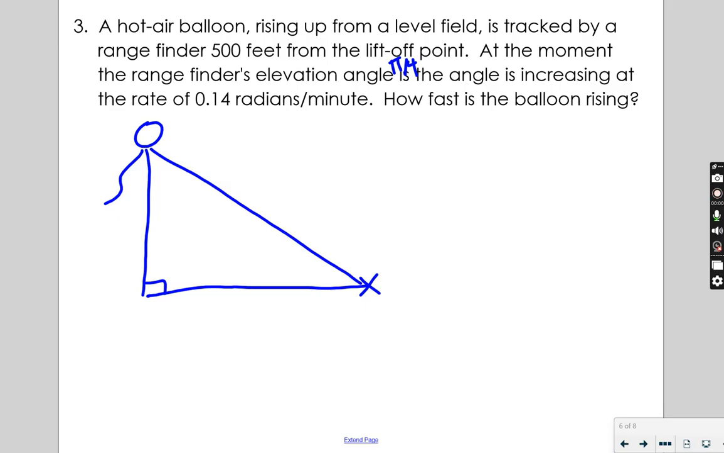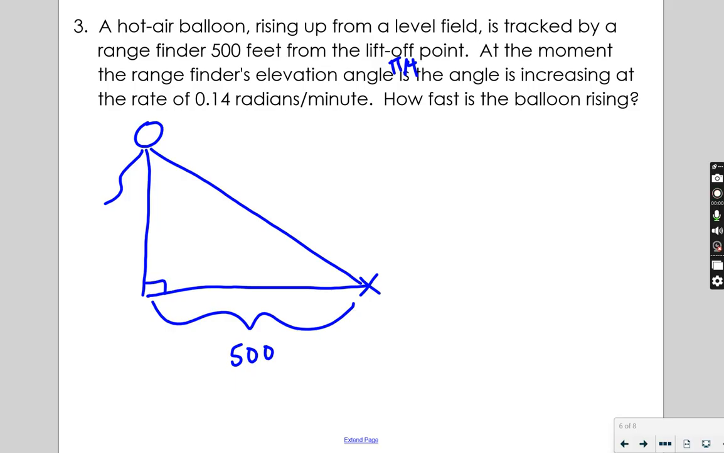Okay, there's lots of equations we could get with right triangles, so don't assume it's Pythagorean theorem or whatever. Let's start by looking at what they gave me. The rangefinder is 500 feet from the liftoff point, so this distance right here is 500. Is that distance changing? No. So that 500 I can plug into the equation right away.